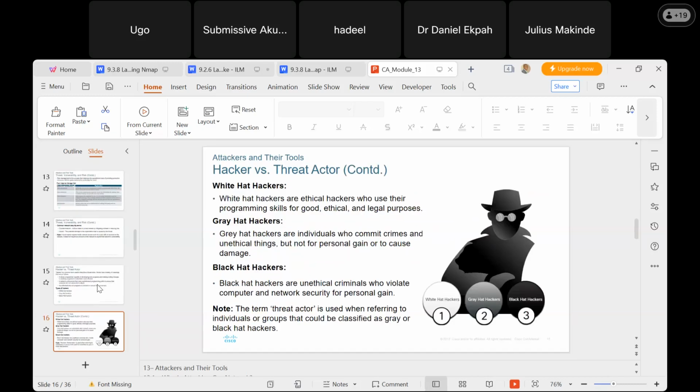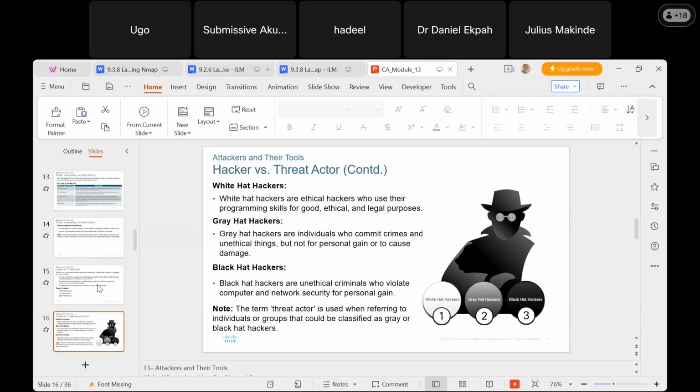So you can see there's a distinction among the three kinds of hackers we have. The white hat hackers, like I said, are ethical hackers who use their programming skills for good, ethical, and legal purposes. Like you are here now, you acquire these skills, you use maybe Kali Linux, you could do penetration testing, you can use Wireshark, you can check on different networks. Recall, even Wireshark itself poses some level of threat. But whatever knowledge you've acquired here, you're not using it to destroy or create potential damage. In this case, we can refer to you as white hat hackers.